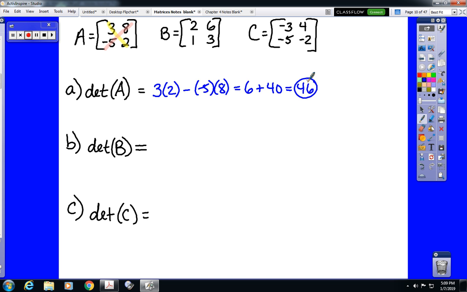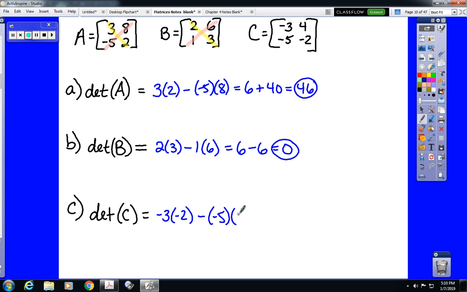Same thing for matrices B and C. For B, we're going to do 2 times 3 minus 1 times 6. Once again, that is the positive diagonal minus the negative diagonal. So that would be 6 minus 6, or 0. Finally, on C, we have negative 3 times negative 2 minus negative 5 times 4. That would be 6 plus 20, or 26. Again, positive diagonal minus negative diagonal. That does it for 2x2 matrices.